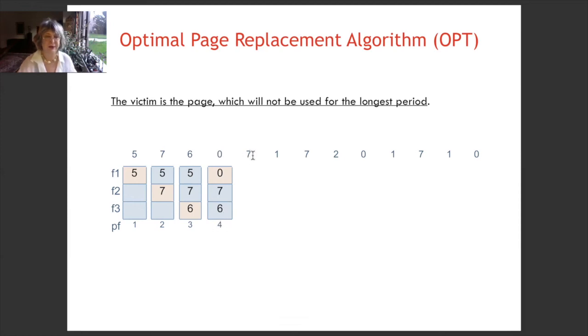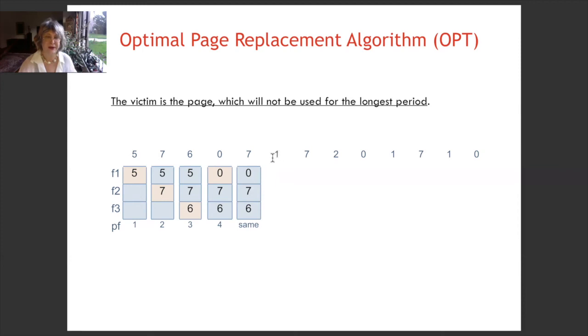Then comes a reference to page 7. It is already in the memory, so there is no need to choose a victim. And the content is the same, there is no change. 7 was in the memory, and there is no page fault here.